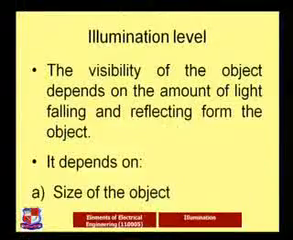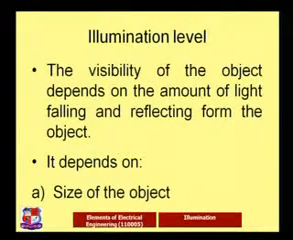So illumination level is going to be very important, because we are going to have the source, we are going to fall the light and the object is going to reflect. If light falls properly and reflects properly, then we are able to see the object properly. So that's why the illumination level is very important. Now illumination level itself depends on some points, and the first one is the size of the object.